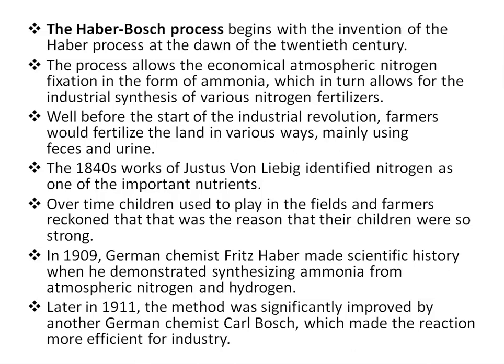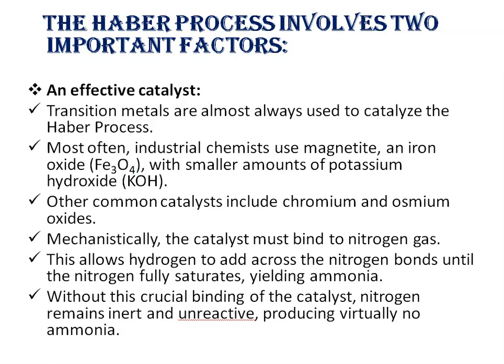So it indicated that nitrogen is a very, very important nutrient for growth and development, right? In 1909, German chemist Fritz Haber made scientific history when he demonstrated synthesizing ammonia from atmospheric nitrogen and hydrogen. Later in 1911, the method was significantly improved by another German chemist, Karl Bosch, which made the reaction more efficient for industry. Now, we will discuss the two important factors required for the Haber process, right?